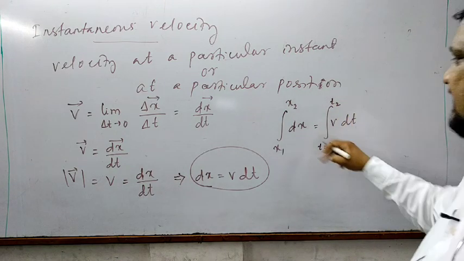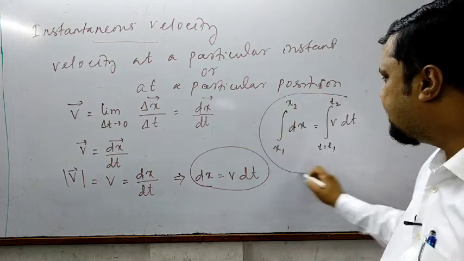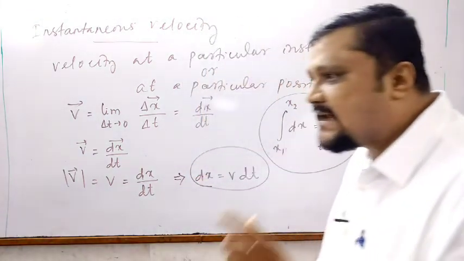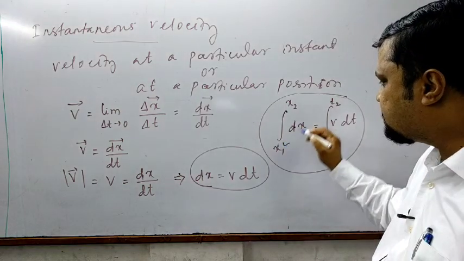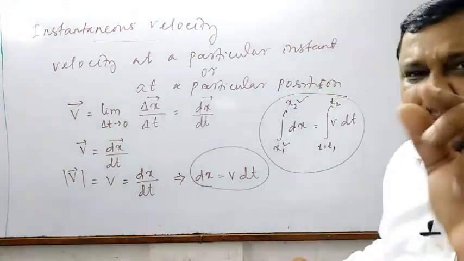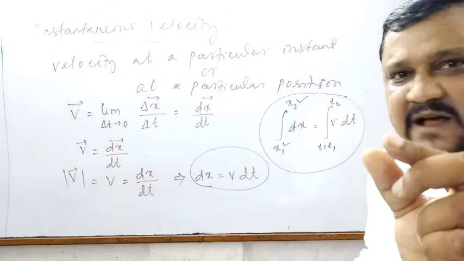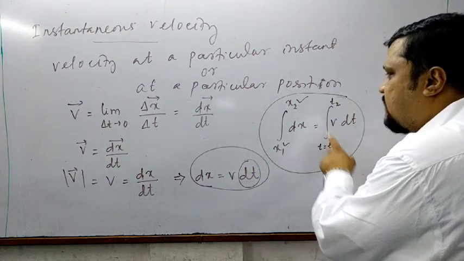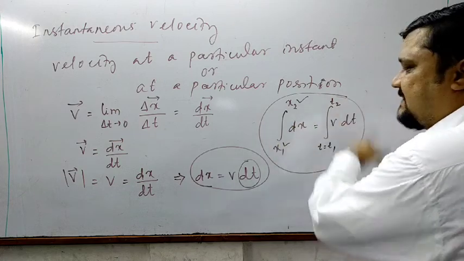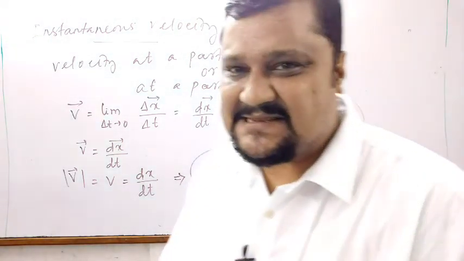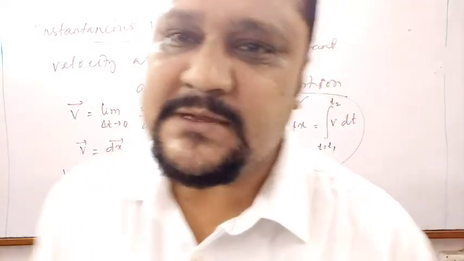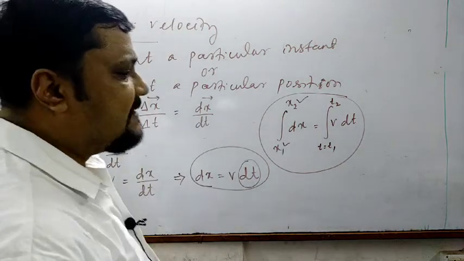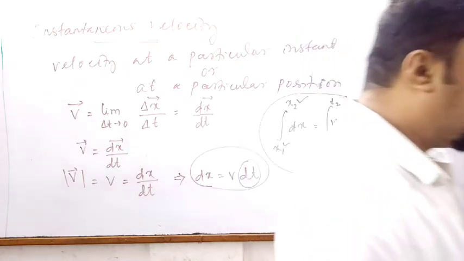So this is the definite integral. When you put that, you will get the distance traveled by the body when it moves from position x1 to x2, if we know the small distance traveled in a small time dt, and at x1 the time is t1, at x2 the time is t2. So this is the use of the integration. Clear? We will use that at a later stage. For the time being, you understand what instantaneous velocity is.